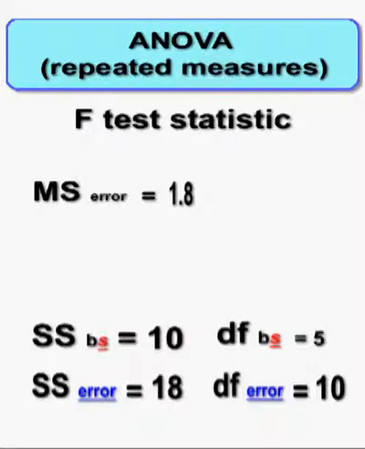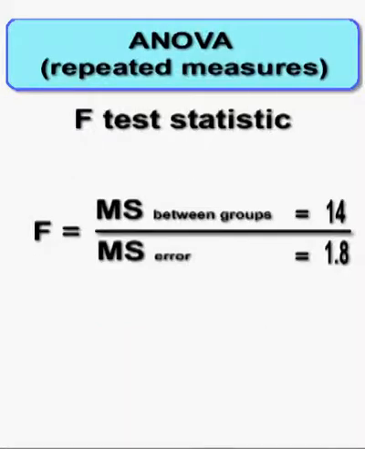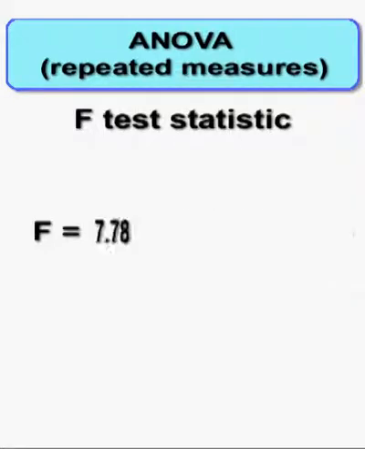So now we have the data we need to finally get our F-test statistic. It's 14 divided by 1.8. Comes out to an F-test statistic, or an F ratio, of 7.78.